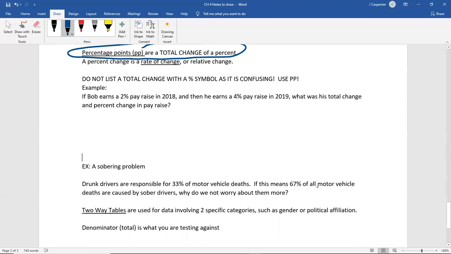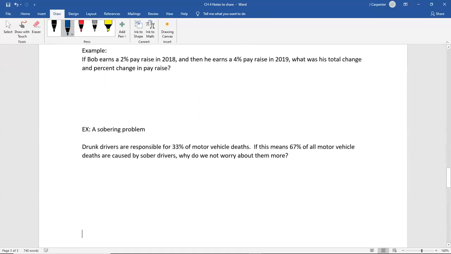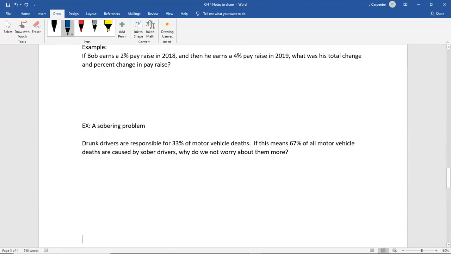All right, so this sobering problem, the thing I said that's just going to get our brain waves firing, our cerebral cortex firing, however you want to say that. Drunk drivers are responsible for 33% of motor vehicle deaths. So this was a statistic I pulled up maybe a year and a half ago. So that means if drunk drivers are responsible for roughly 1/3 of motor vehicle deaths, that would mean that sober drivers are the cause of roughly 2/3, or 67% of all motor vehicle deaths.